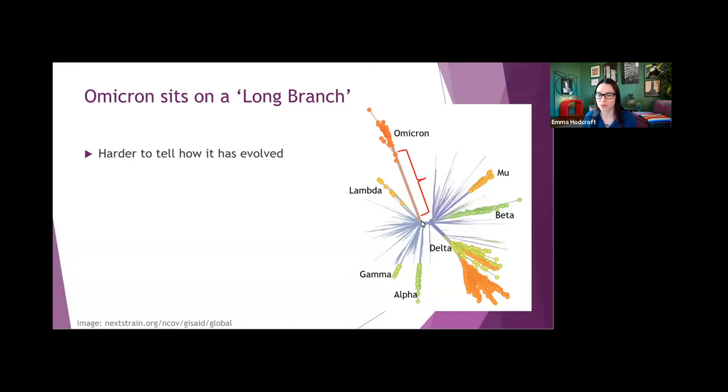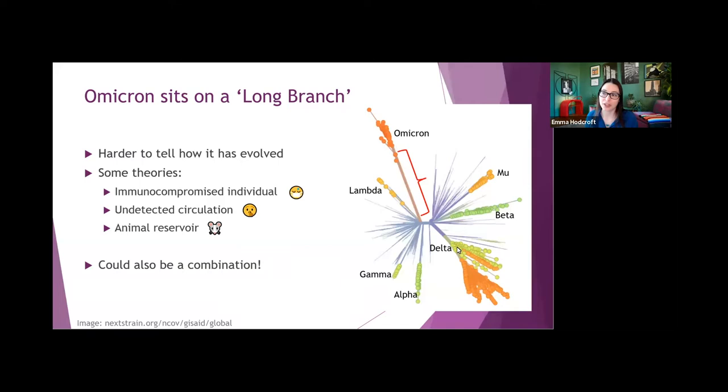And this means that it's much harder for us to tell how it evolved or where it evolved. And of course, there have been a lot of theories about this. For example, there's some speculation it might have evolved in an immunocompromised individual. The reason people think this is that if you don't have a really good immune system, you can't clear the virus as quickly. So instead of having SARS-CoV-2 for just a couple of weeks, you might have it for weeks or months.